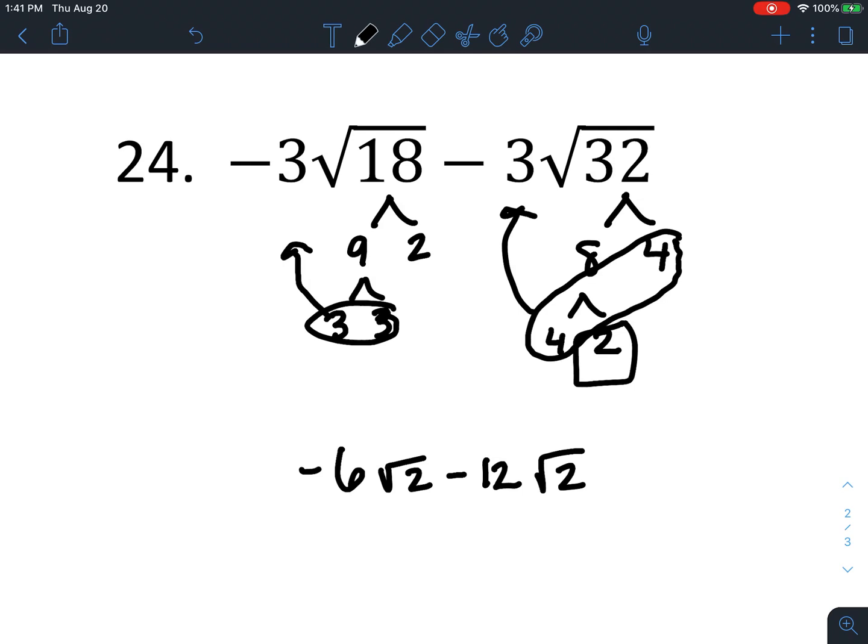Once again, we're exactly where we were looking for. Both are the square root of 2, so we can perform the operation. Negative 6 minus 12 is going to be negative 18, square root of 2. Alrighty, here we go.